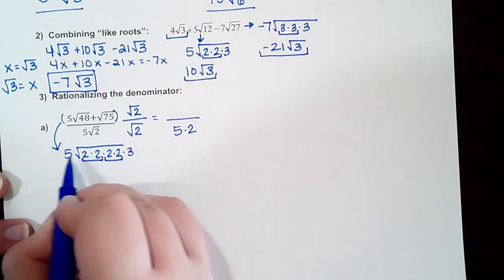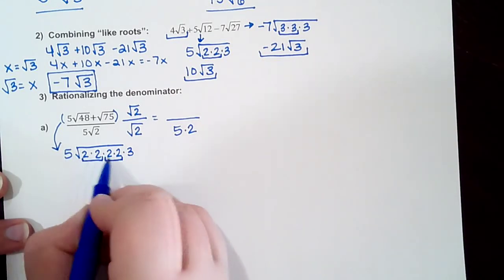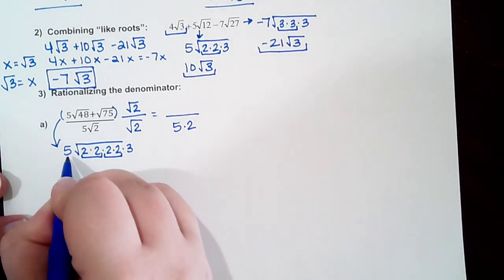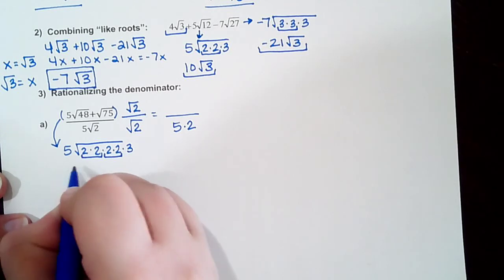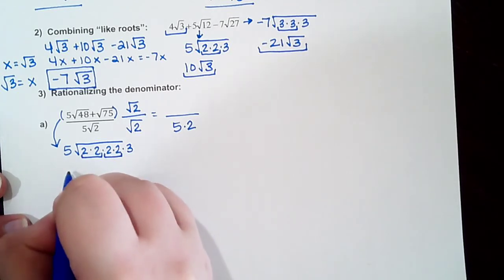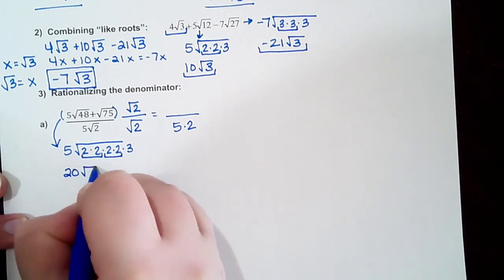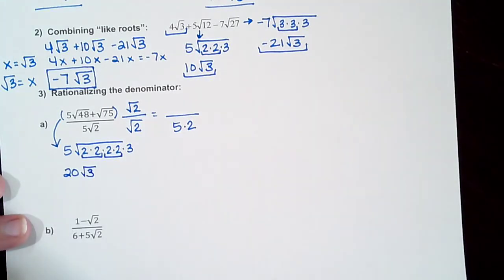That's the same thing as 5 times 2 times 2. Notice I'm doing it twice because there's 2 pairs. So 5 times 2 is 10, 10 times 2 is 20. So 5 times the square root of 48 is the same thing as 20 times the square root of 3. It's a little bit easier to work with.